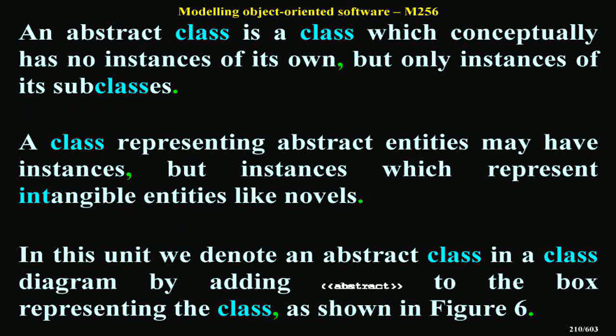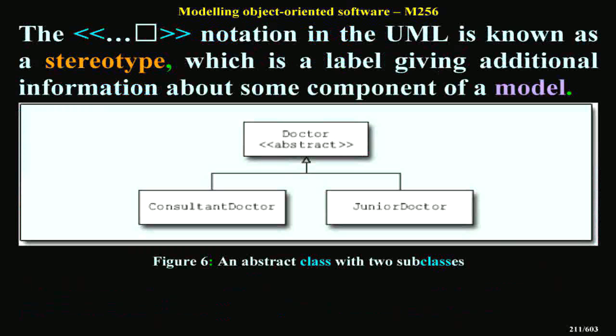In this unit we denote an abstract class in a class diagram by adding a label to the box representing the class, as shown in Figure 6. The notation in the UML is known as a stereotype, which is a label giving additional information about some component of a model. Figure 6: an abstract class with two subclasses.